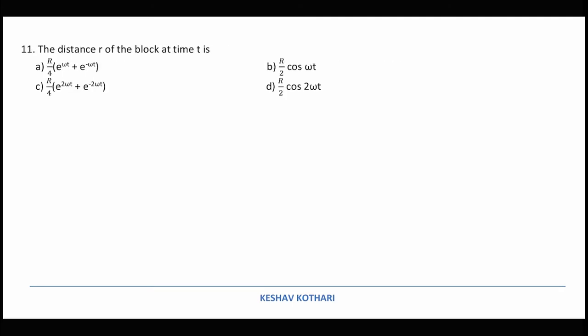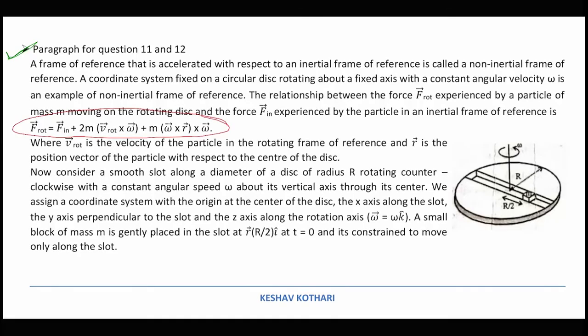So if we begin solving this problem, let us first of all assign the coordinate system. I am once again drawing the disk. Now it has a slot made in it in this direction, and it is rotating with an angular velocity omega in the anti-clockwise sense, or the counterclockwise sense. Initially the block is placed at a distance of r by 2 from the center of the rotating disk.